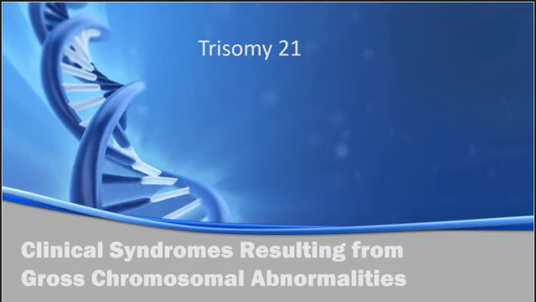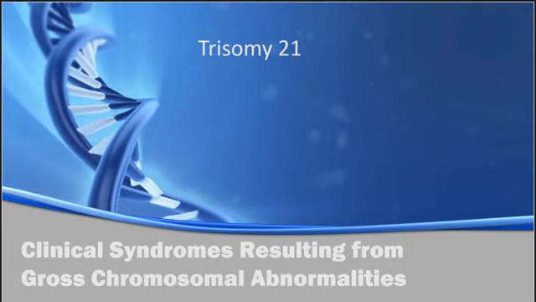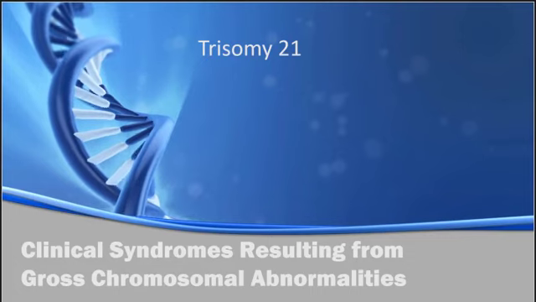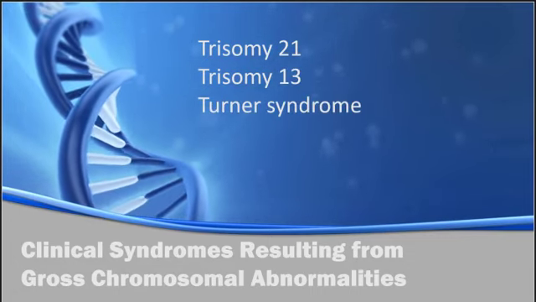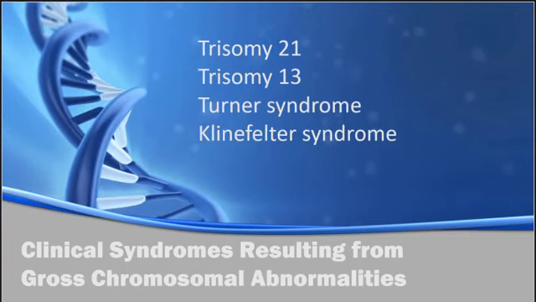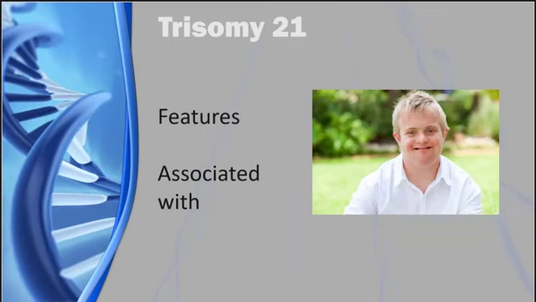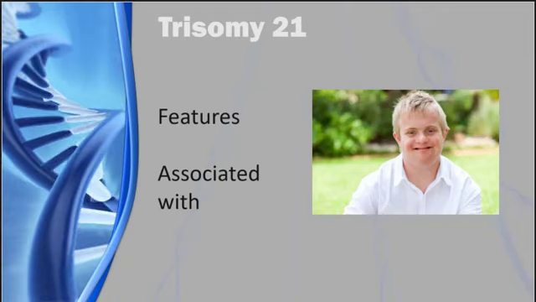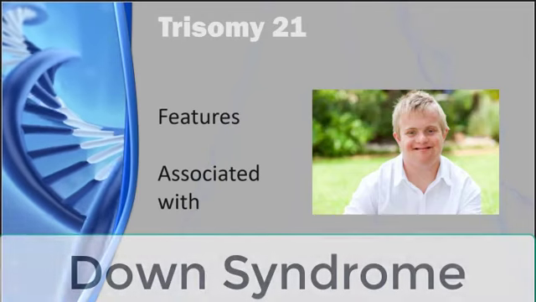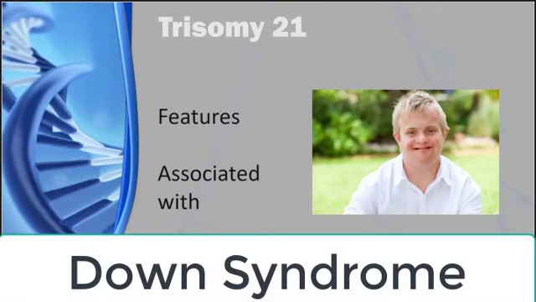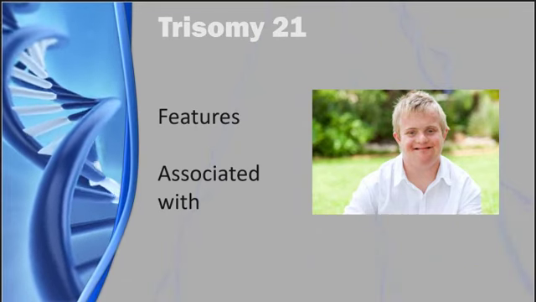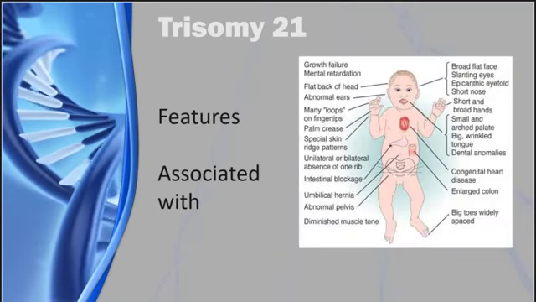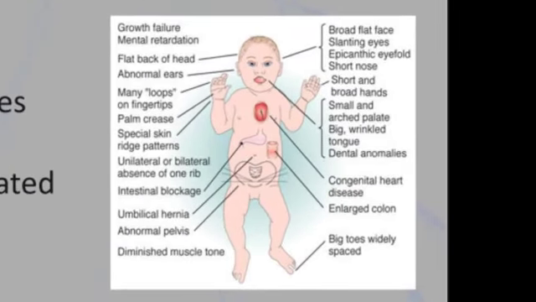There are 4 syndromes that we will cover under this section. The first one is going to be trisomy 21, and then we have trisomy 13, Turner syndrome, and Klinefelter syndrome. Let's start with trisomy 21, better known as Down syndrome. This is one that you're likely already pretty familiar with, so hopefully this part of the lecture will serve as a good review. In this picture here, you can see some of the features associated with this condition.